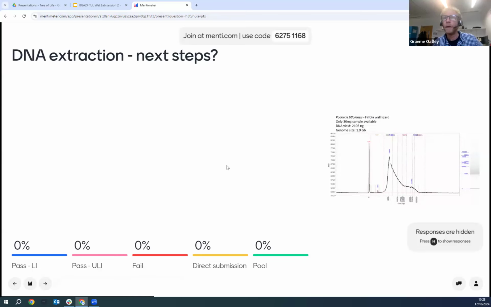Okay, so another lizard that we have here. DNA yield of 2,000 nanograms, a genome size of 1.9 gigabases. However, something that I put in here, which is potentially crucial, is that we only have 30 milligrams of sample for this species.